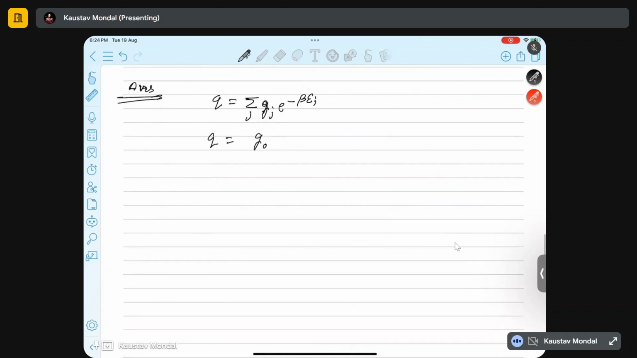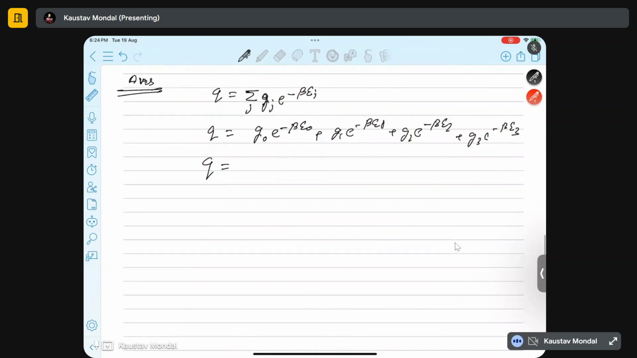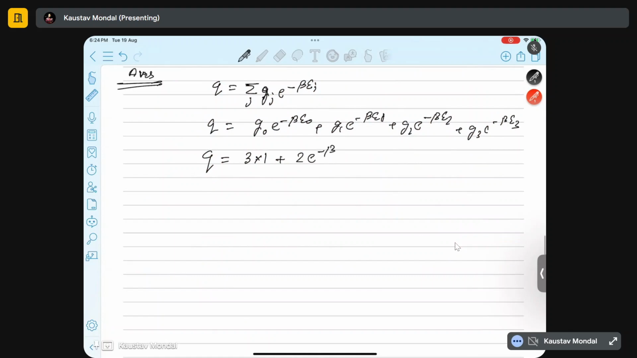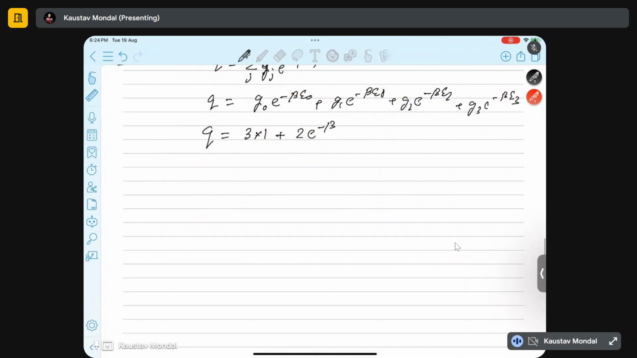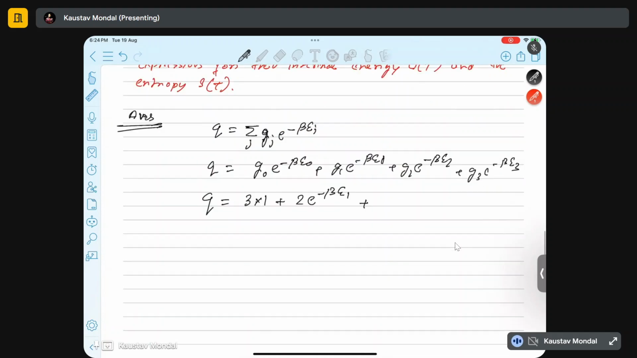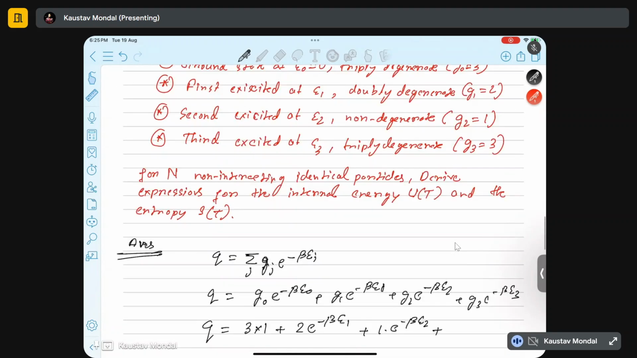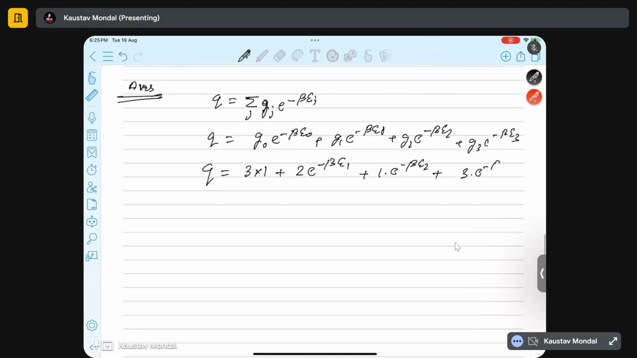Now from here, Q would be: the first energy state energy E0 was 0. So g0 into e to the power minus beta E0, plus g1 into e to the power minus beta E1, plus g2 into e to the power minus beta E2, plus g3 into e to the power minus beta E3. Here g0 is 3, triply degenerate, so 3 into e to the power 0, which is 1, so 3 into 1. g1 is 2, so 2 into e to the power minus beta E1, plus g2 is 1, so 1 into e to the power minus beta E2, plus g3 is 3, so 3 into e to the power minus beta E3.